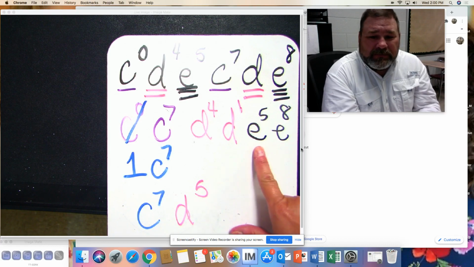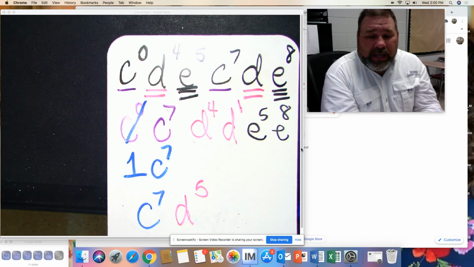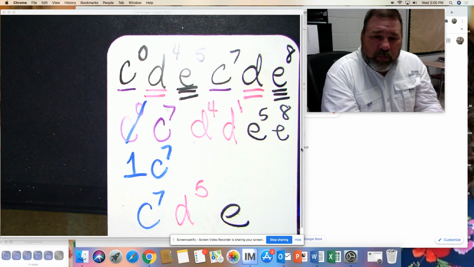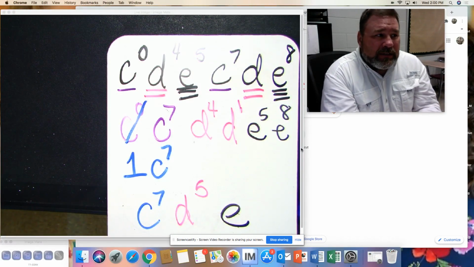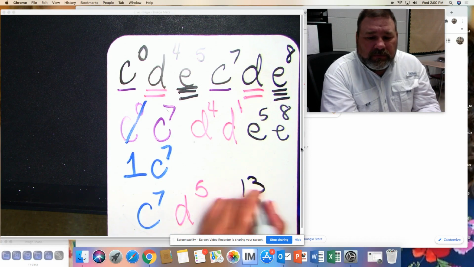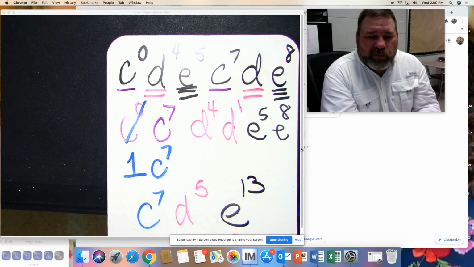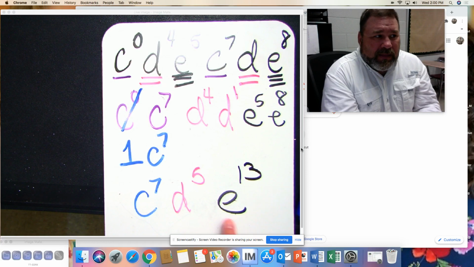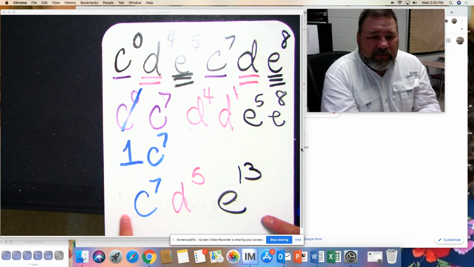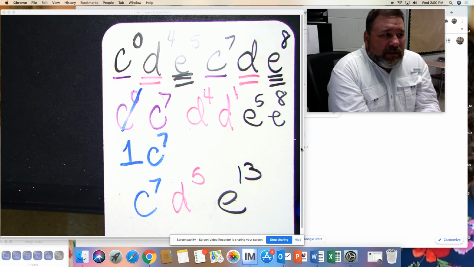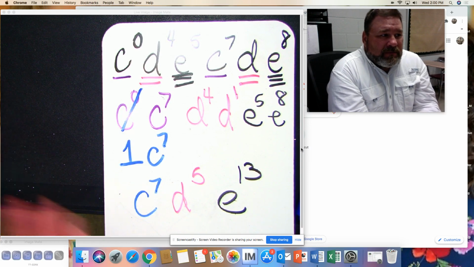Now, what about E to the 5th times E to the 8th? Again, common bases, guys. So what do we do with common bases? We put the exponents together by adding. So 5 plus 8, 13. And that's as simplified as that problem can be. It looks a whole lot better because it was kind of long. Now it's short. In the next couple days, we're going to be doing some more rules over exponents.